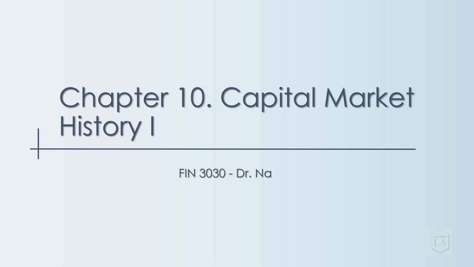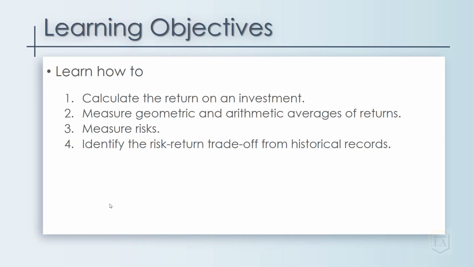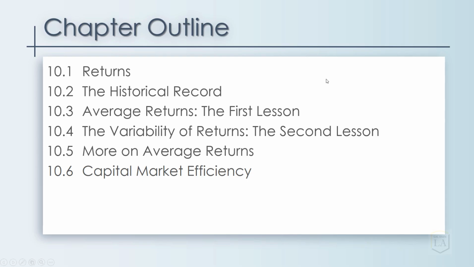So in this chapter, we would like to take a look at how to calculate the return on an investment, and we'll also learn how to measure geometric and arithmetic averages of returns, and also how to measure risks based on what's called the variances and standard deviations. And this is probably the most important. We would like to understand the definition of the risk-return trade-off, and that should be based off of the historical return records. So these are the sub-chapters of this chapter.